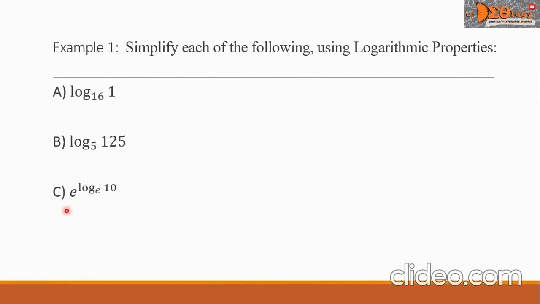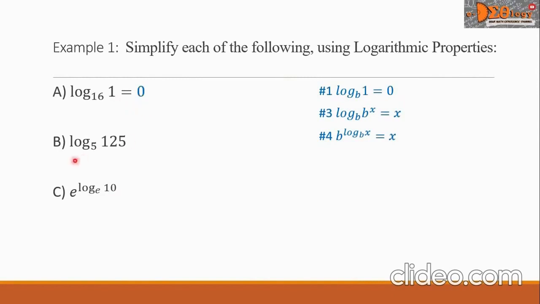Letter C, e raised to log of 10 to base e. Let us write the properties that we're going to use to simplify the given problems here. For letter A, the log of 1 to base 16, we're going to use property number 1. It says here, for any base, if we get the log of the number 1, the answer is always 0. So this is equal to 0.